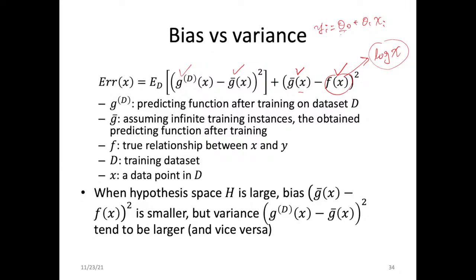And if you have a very large hypothesis space, then usually your bias becomes smaller because you are more likely to include the true relationship between x and y. But in this case, usually your variance becomes larger. On the other hand, if you have a very small hypothesis space, then you usually have a larger bias but smaller variance.